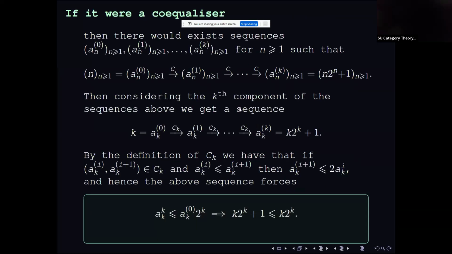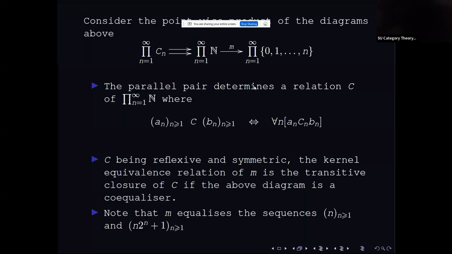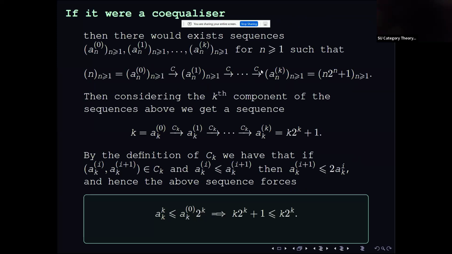Okay, now if that diagram is a co-equalizer, then the kernel congruence of M is the transitive closure of C. And so those two sequences would give us a sequence of sequences such that the beginning sequence is N and the last sequence is the other sequence, where each consecutive sequence is related by a C.